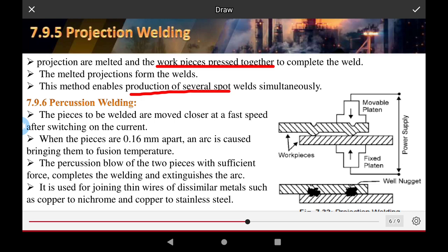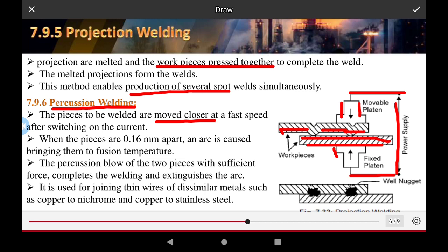Percussion welding: the pieces to be welded are moved closer at fast speed, affecting the switching on of the current. This is the operation of the supply current. The movable plate is working as the anode, and the fixed plate is working as the cathode. This is the workpiece: first the lower workpiece, then the upper part of the workpiece.